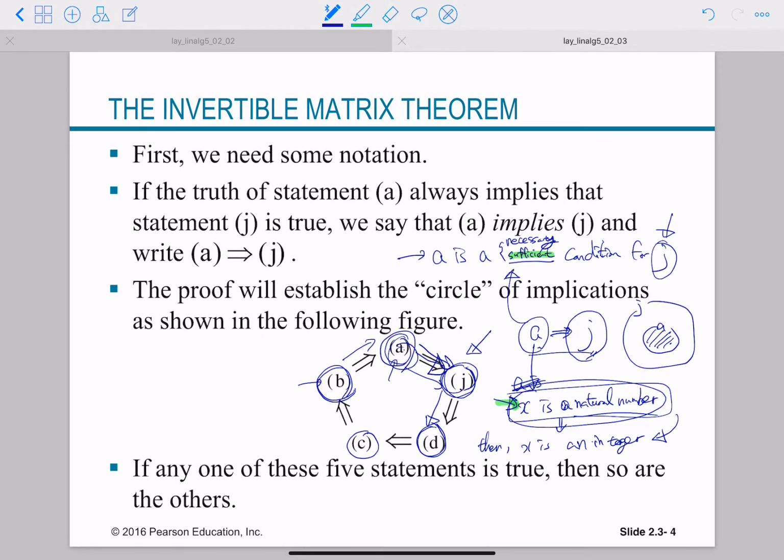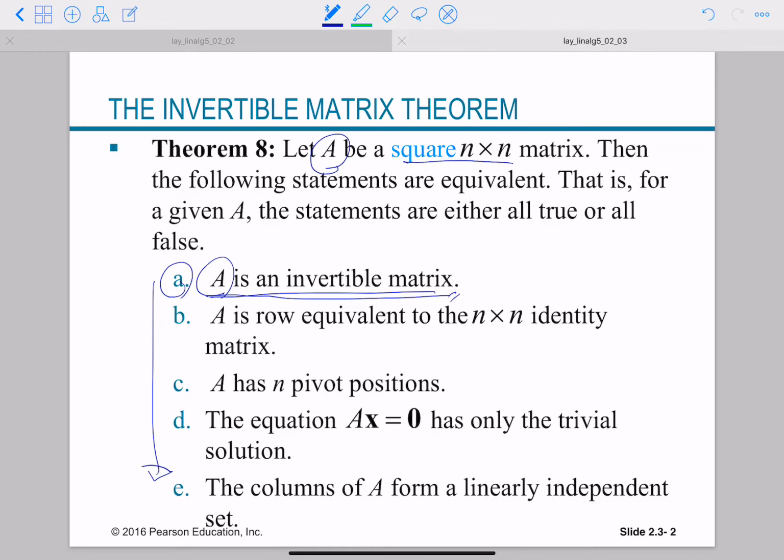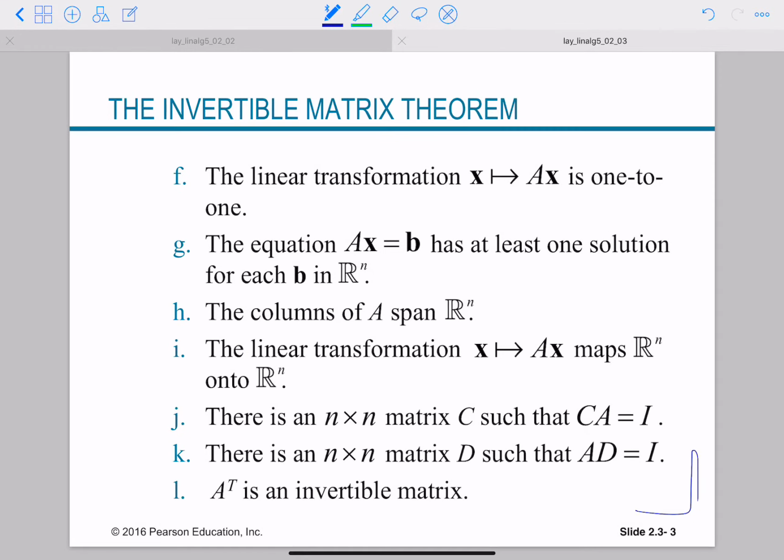Then let's follow these items: A, J, D, C, B. So A and then J.